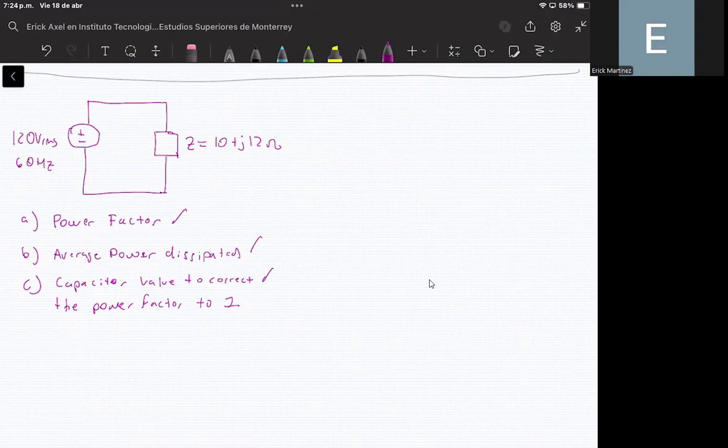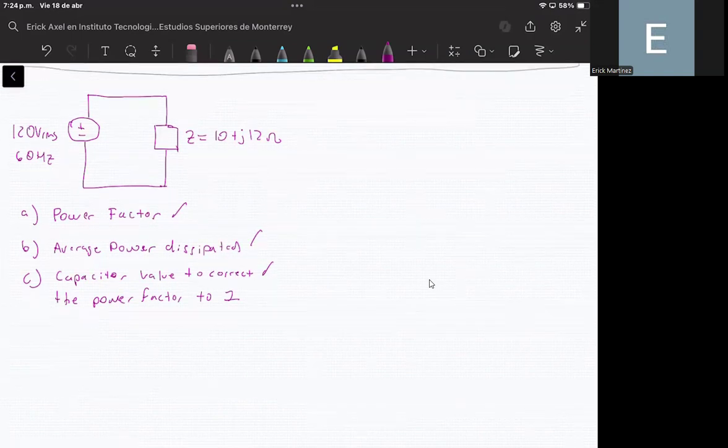We have a voltage source of 120 volts RMS. And we know that the frequency of this voltage source is 60 Hertz. Okay. Also, according to the diagram, we can observe that we have an impedance of 10 plus j12 ohms. Okay. This means that we have an inductive load, because we have a positive sign for the imaginary part of the impedance. So based on the information, we can first conclude that we have an inductive load.